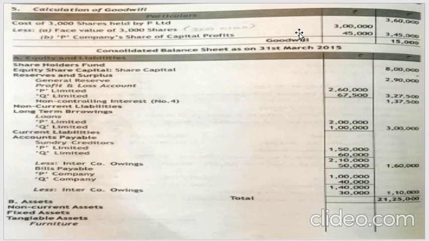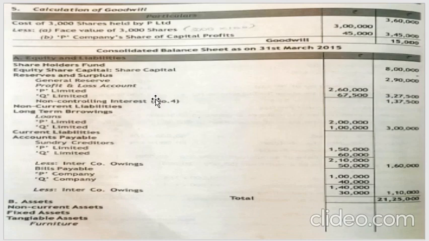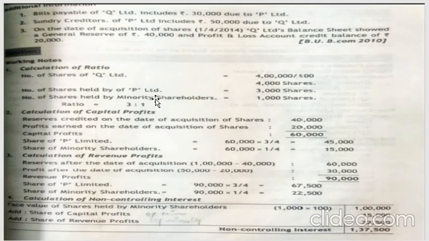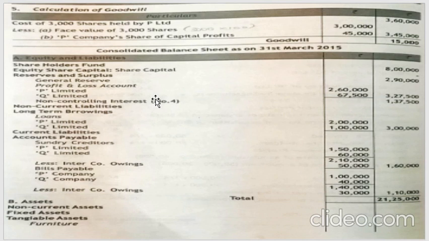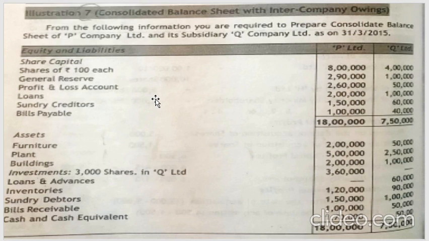So we will allocate these calculations or the required items in the balance sheet. Consolidated balance sheet as on 31st March 2015. First is shareholders' funds. Under shareholders' funds we have equity share capital. As per the question, equity share capital is 8 lakh, so we will be considering 8 lakh. Next, reserves and surplus. Under reserves and surplus, the general reserves we will take of P Limited, which is 2,90,000.